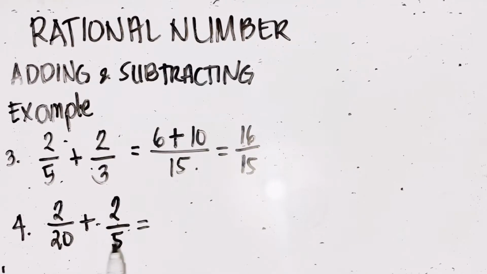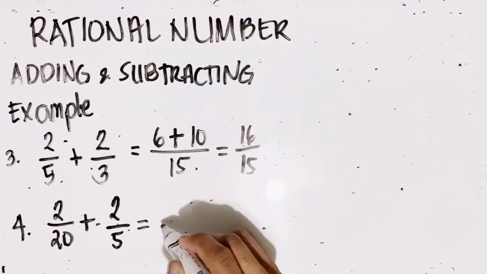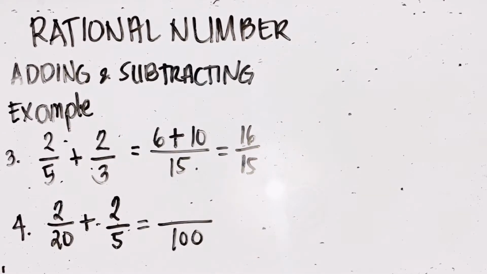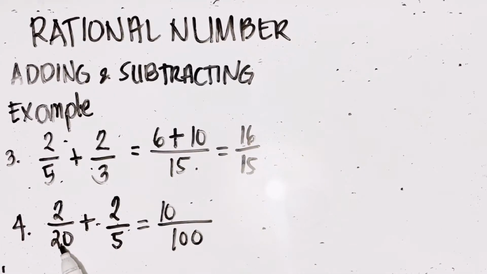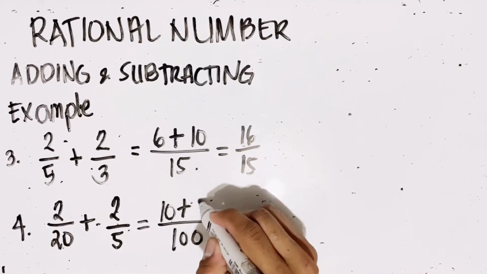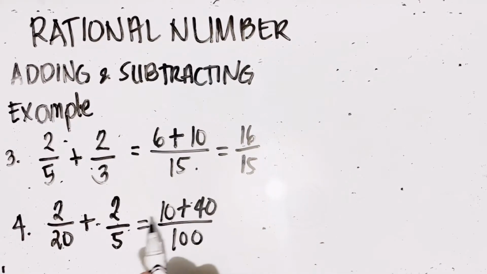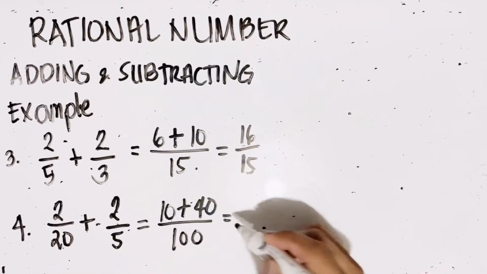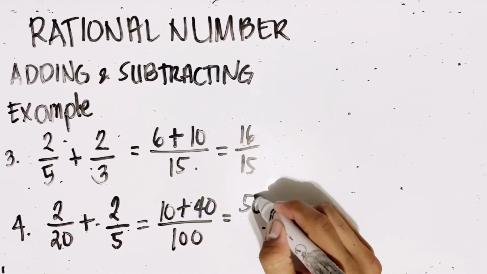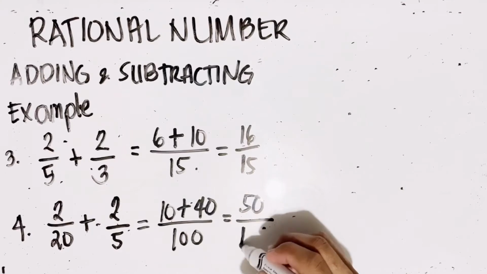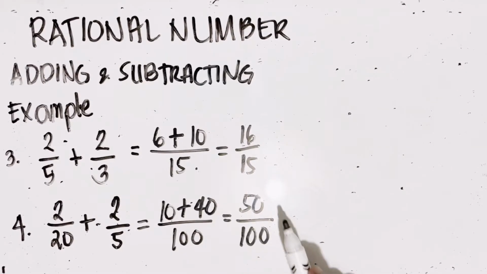Multiply the denominators. 20 times 5 is equal to 100. Next, for the new numerators, do cross multiplication. 2 times 5 is 10. While 20 times 2 is 40. Copy the operation, addition. 10 plus 40 is 50. Divided by the new denominator. Now, 50 over 100 can be simplified.